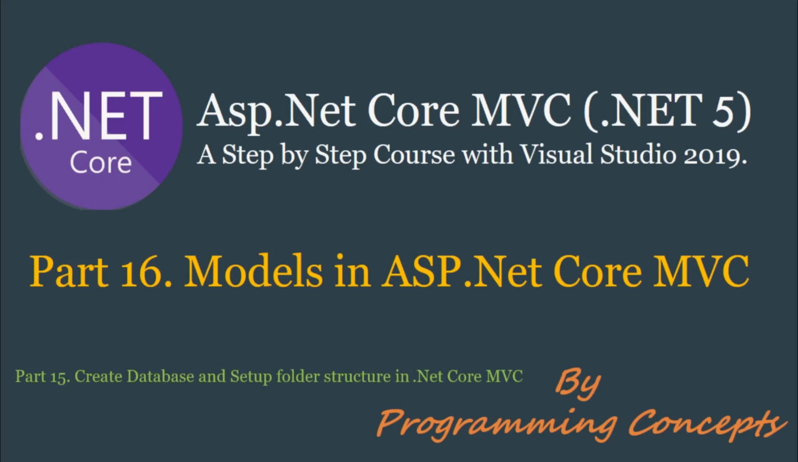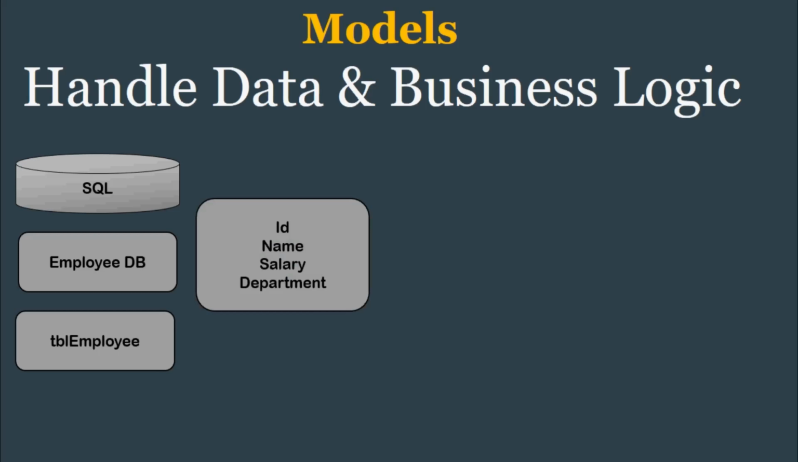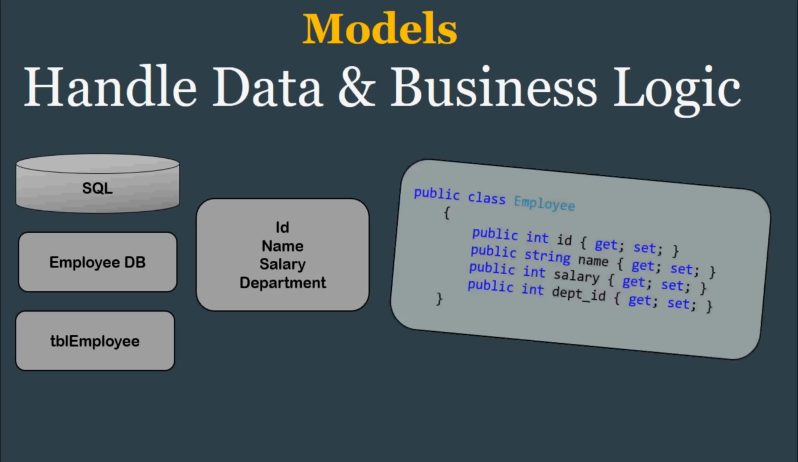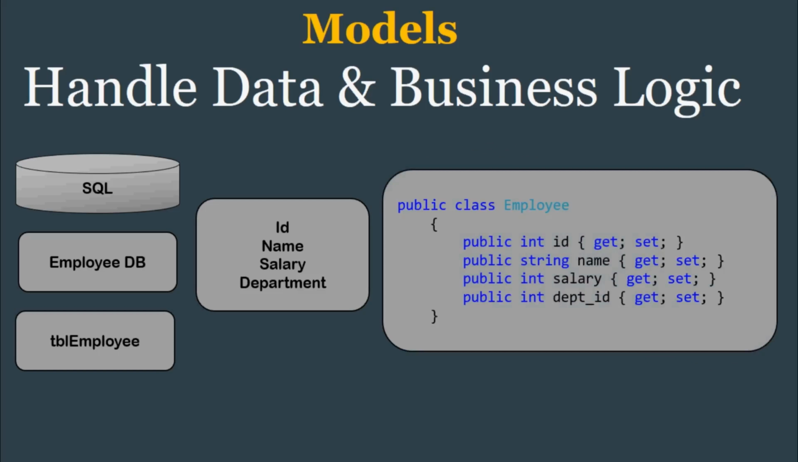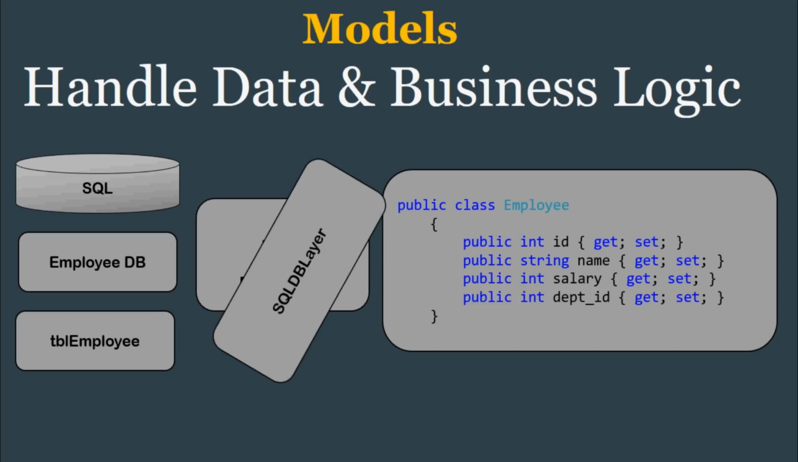So let's say we have an employee database within SQL Server, which has a table TBL employee, and this TBL employee has the following columns. To hold similar data in C#, you will create a similar class to hold that data. That is a model for us. Similarly, we need a class to interact with our database, and that will be another model for us. Simple, extremely simple.